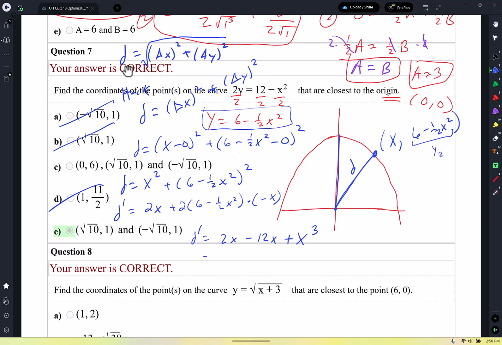So combine like terms: negative 10x plus x cubed equals 0. I'm going to factor out an x. Negative 10 plus x squared equals 0. So let's set the inside there equal to 0, right? Negative 10 equals 0. Move the negative 10. X squared equals 10. X equals plus minus square root of 10.